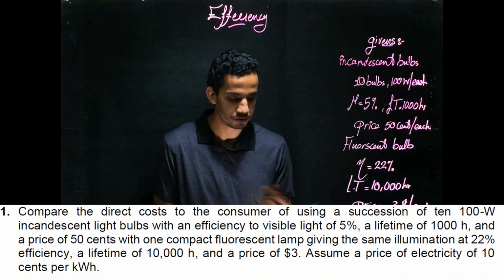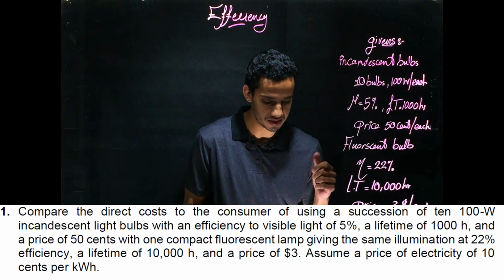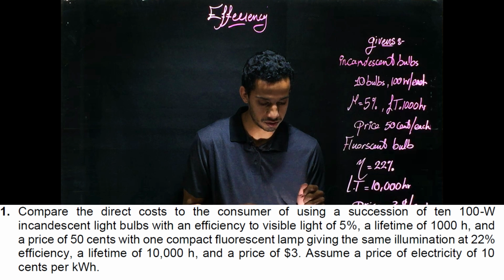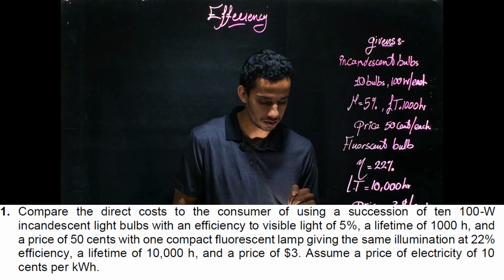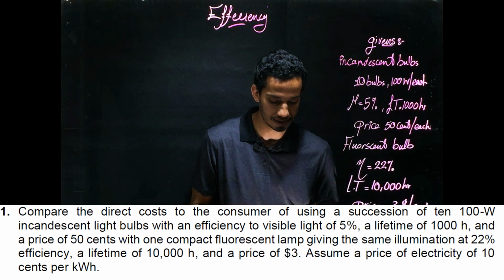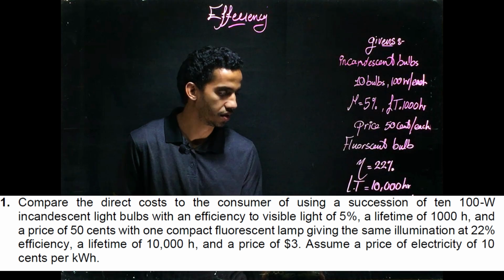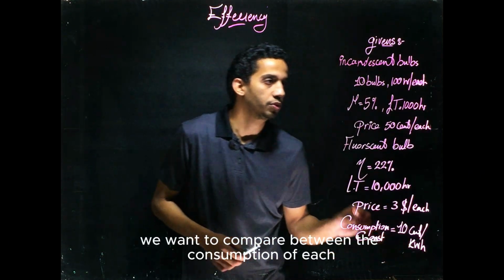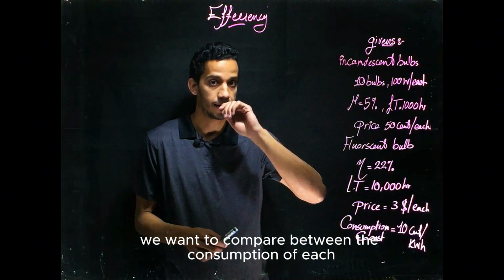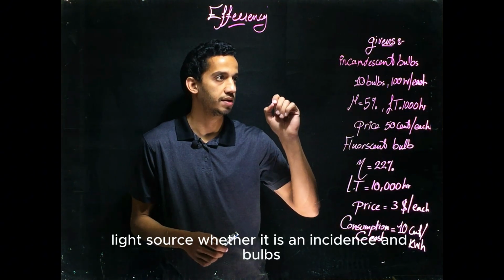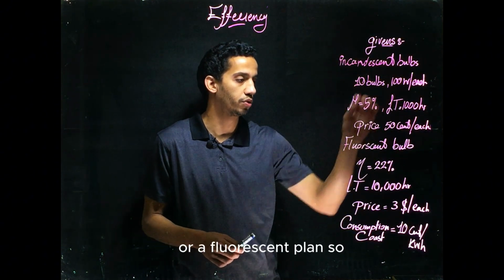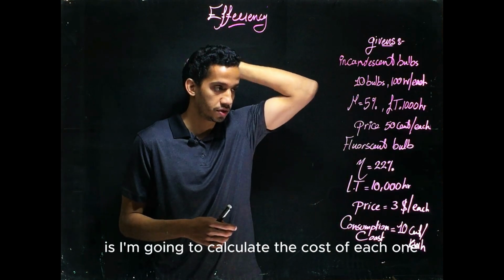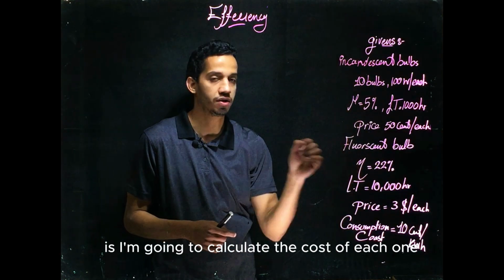Okay, and we want to compare it with one fluorescent lamp giving the same illumination at 22% efficiency, with a lifetime of 10,000 hours and a price of $3. Assume the price of electricity is 10 cents per kilowatt hour. Great. So we want to compare the consumption of each light source, whether it is incandescent bulbs or a fluorescent lamp. So what I'm going to do right now is calculate the cost of each one and compare.